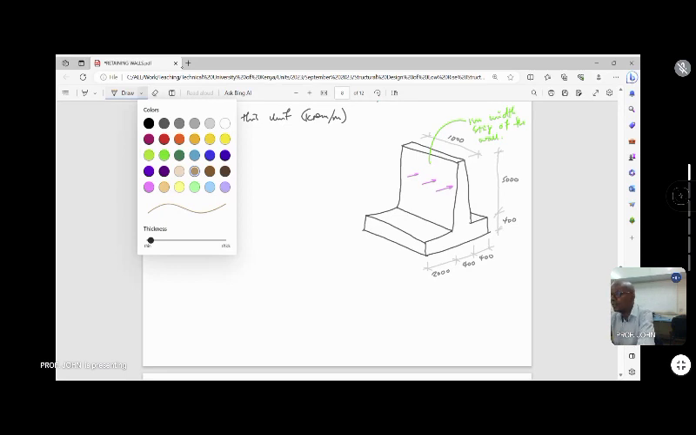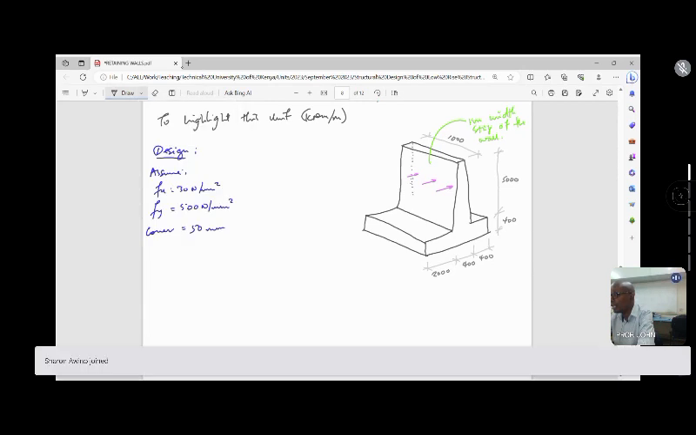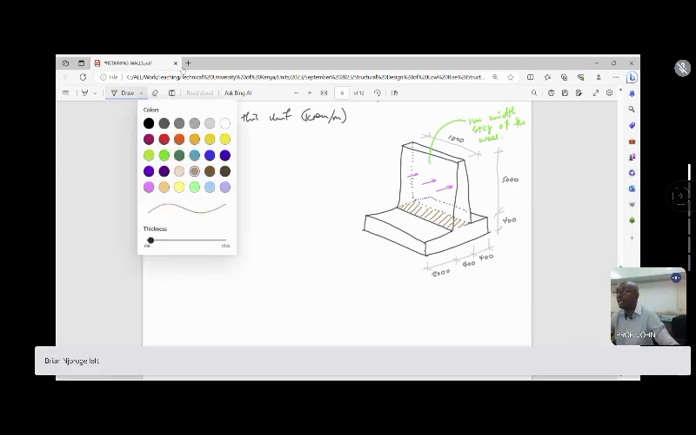And I'll highlight for you. Okay, so you know that the wall continues that way. Then it does that. Then it does that. Okay. So we are interested in this area here, which is basically the bottom of the stem. That's the area that we want to design for bending.